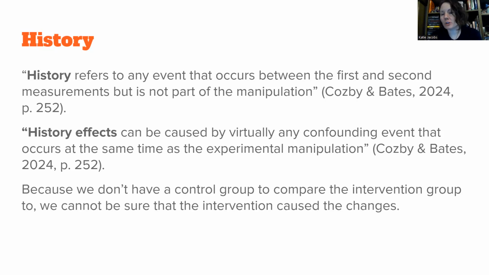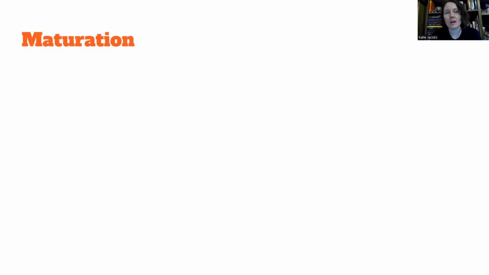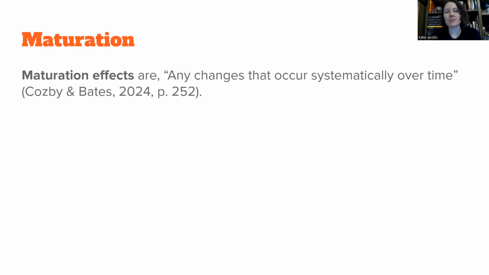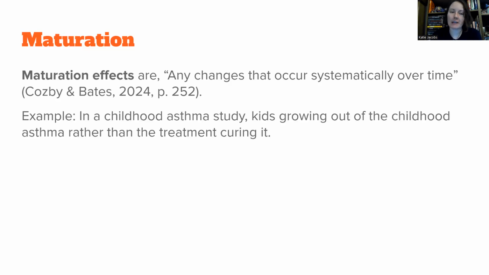So because we don't have a control group to compare the intervention group to, we cannot be sure that the intervention caused those changes. So although it might give us data that these things changed between these points in time, we can't say with confidence that it's because of the intervention. All right, there's also the threat of maturation. Maturation effects are any changes that occur systematically over time. So for example, if we did a study on childhood asthma and we do a pre-test and we do a post-test, well, most children grow out of childhood asthma. And so it could be that they just got older rather than whatever treatment we did to try to cure it.